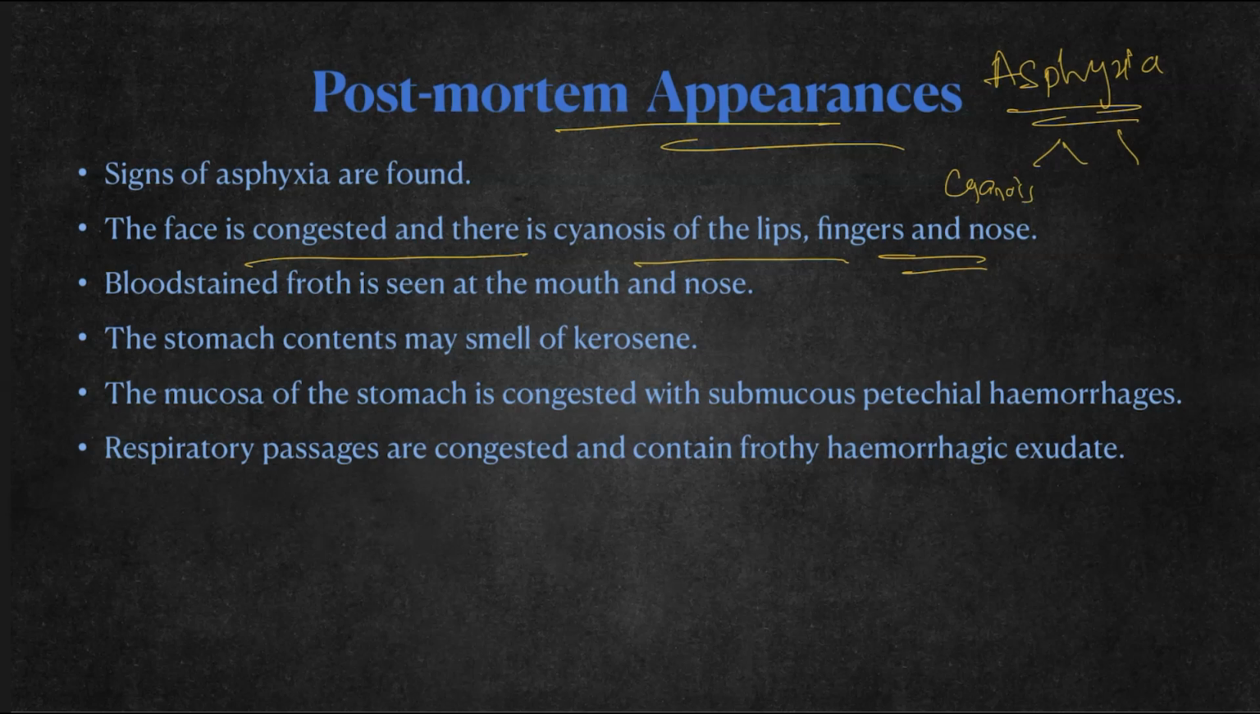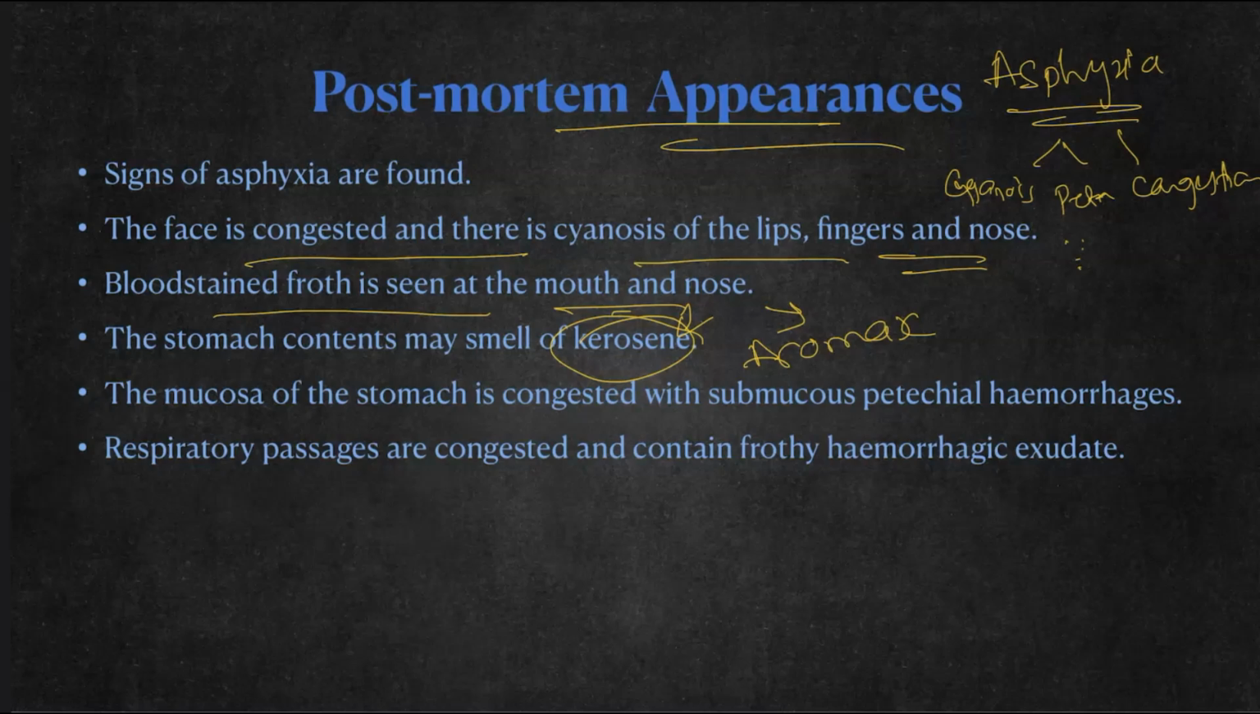That is cyanosis, then petechial hemorrhages, then congestion of organs. So these 3 signs will be present in any asphyxia: cyanosis, petechial hemorrhages, the pinpoint hemorrhages, then congestion of organs. Other than that, there will be blood-stained froth seen at the mouth and nose. There will be smell of kerosene. The smell of kerosene is mainly because of aromatics which are added in the organophosphorus compound.